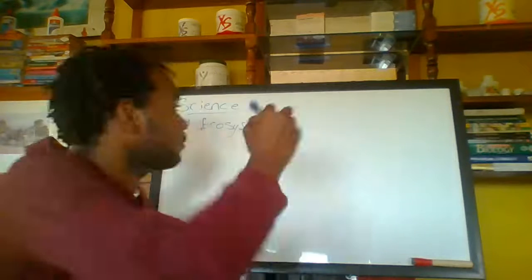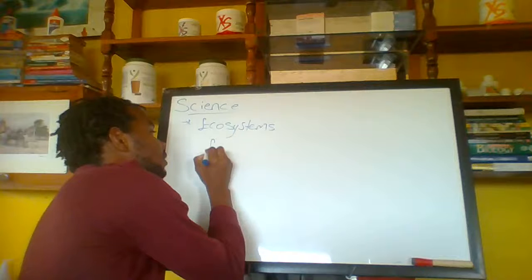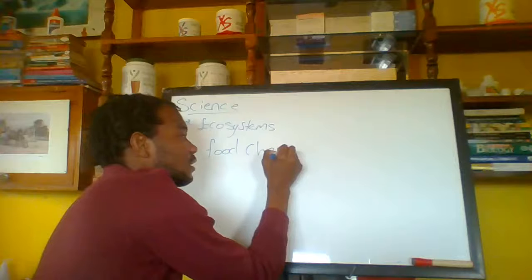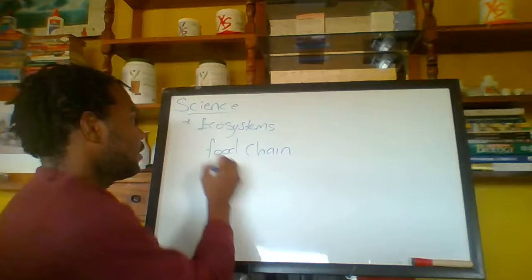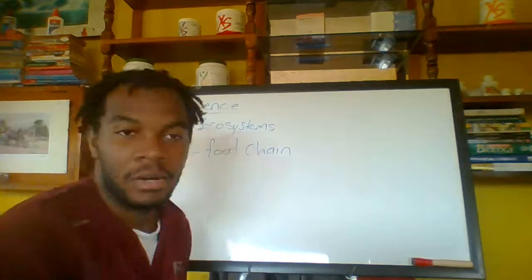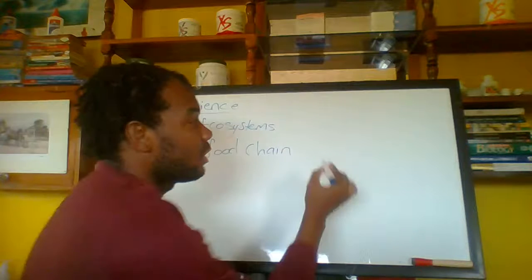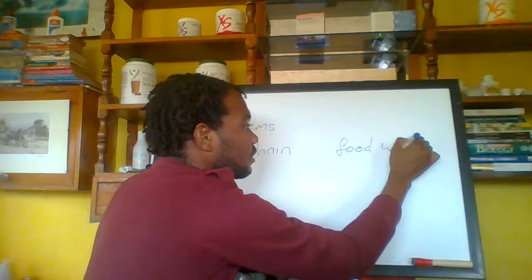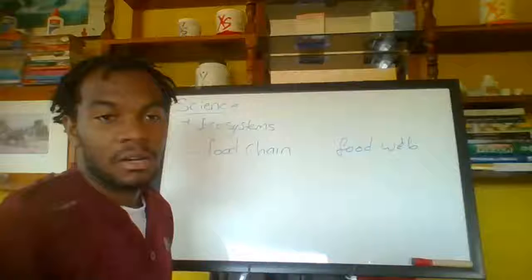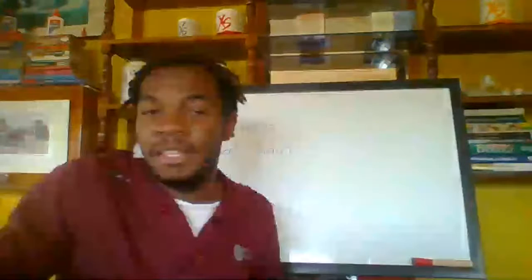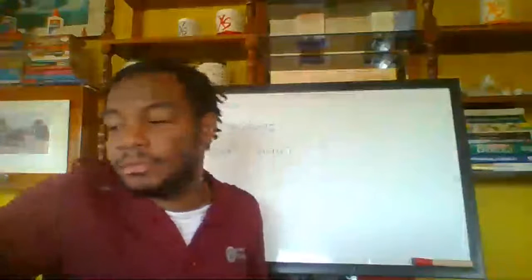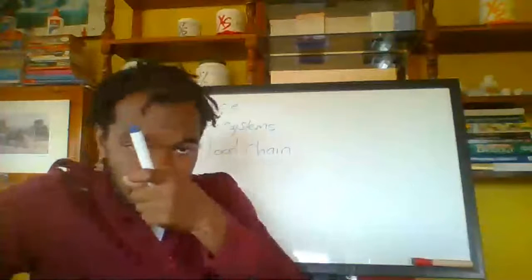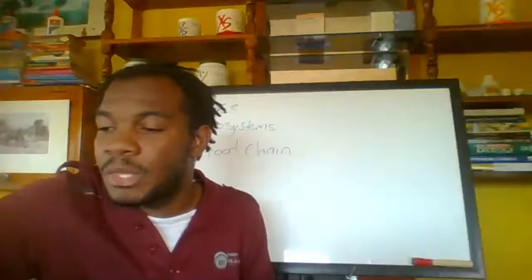The first one is a food chain. And the other one, the more complex one, is a food web. Now, a food chain is a linear network.